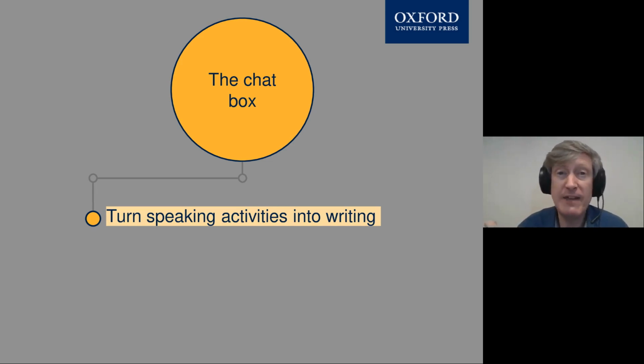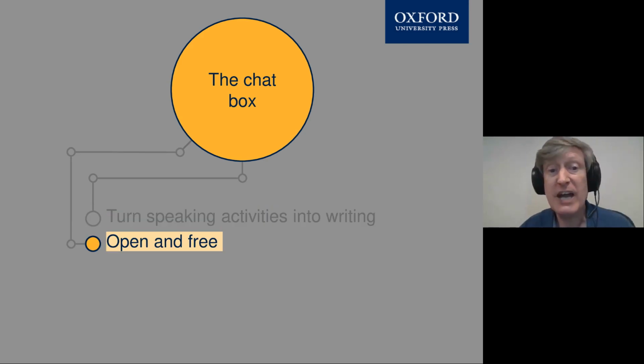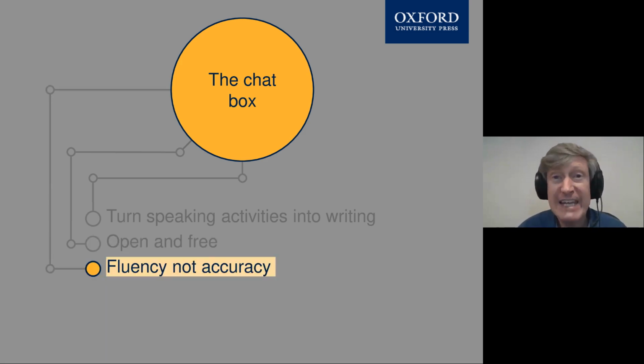Wherever possible, there are a lot of speaking activities inside our textbooks. A lot of them can be turned into writing activities and can be done inside the chat box. The chat box should be open and free. We should allow our students to just produce and say things, even if it doesn't make sense to us. I mean, if it's an opportunity for them to communicate. I think we should be focusing on fluency, not accuracy. Has anybody made any typos already when typing into the chat? Has anybody made any typos? I wonder.